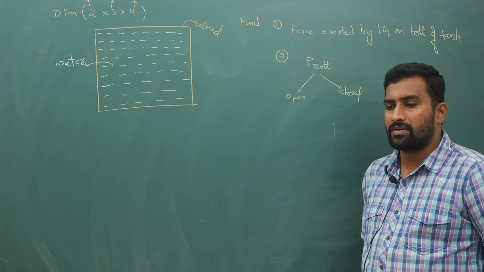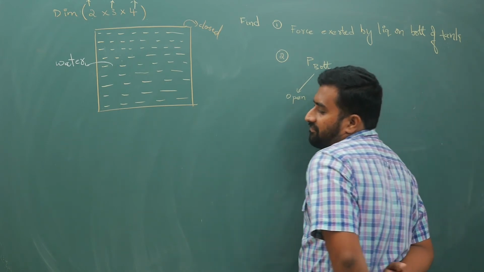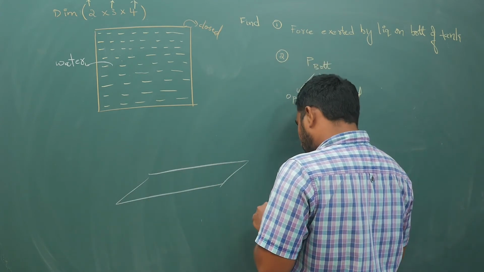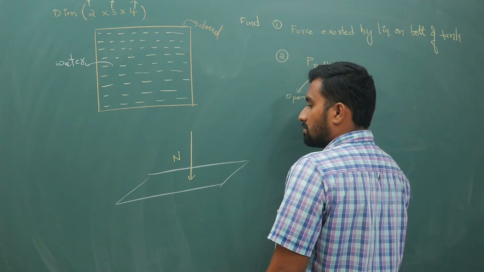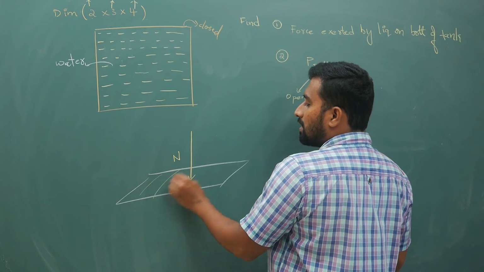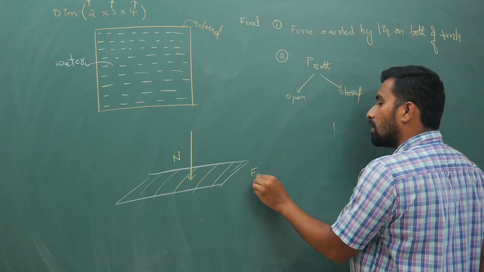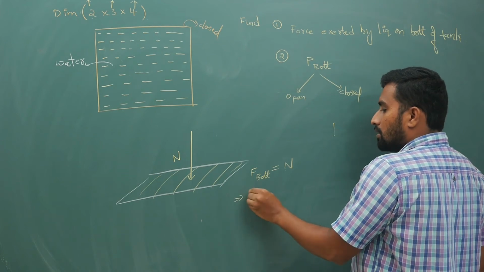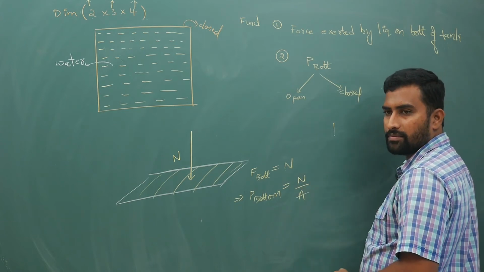Okay, hope you have tried it. Now if you take this part, your liquid will apply some force. When bodies are in contact, I told you, there is a normal reaction. So on the bottom there will be a normal reaction. Your force on the bottom is nothing but your normal reaction. That implies your pressure on the bottom is normal reaction by area.